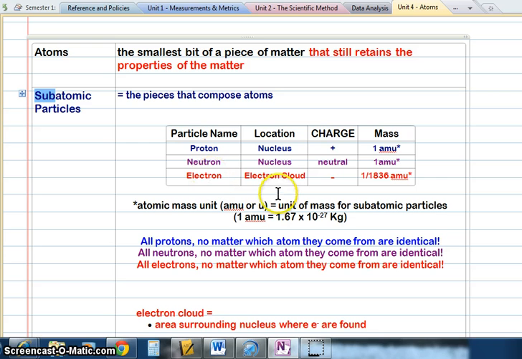And an electron is found in the electron cloud, which is outside of the nucleus. They have a negative charge, and they are really flippin' small. 1 over 1,836 AMU. So an electron is about 2,000 times smaller than a proton. But even though the size is smaller, the size of the charge is equal and opposite of the proton. So where the proton is positive and it's got a certain strength, the electron is negative, so it's opposite and equal strength. AMU stands for atomic mass unit.